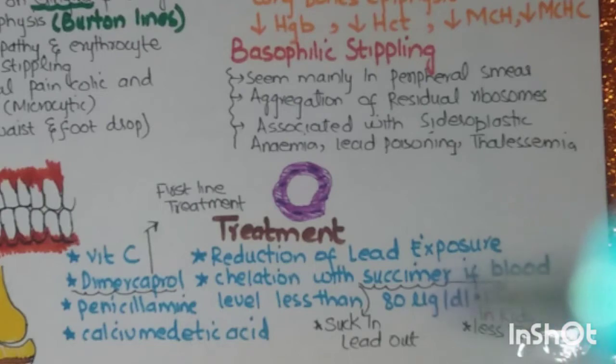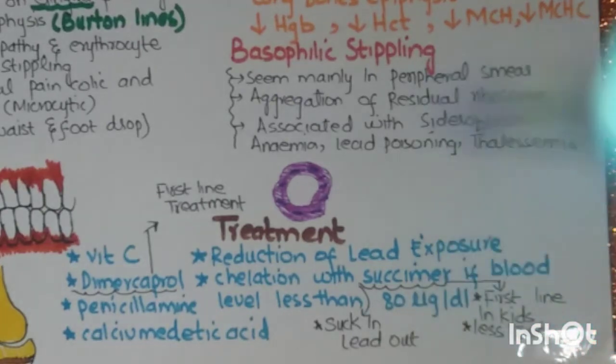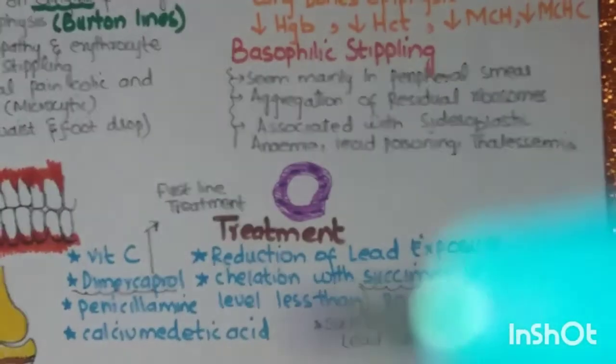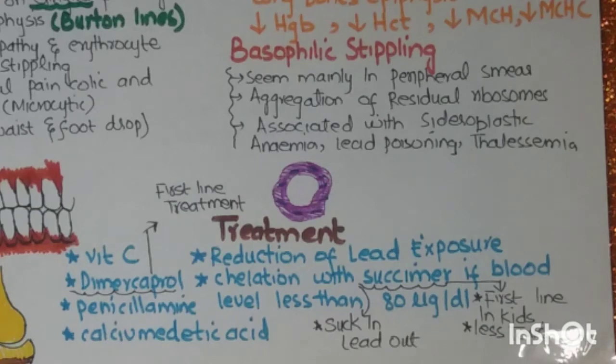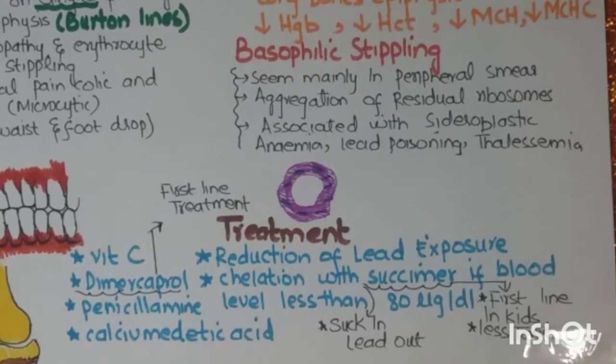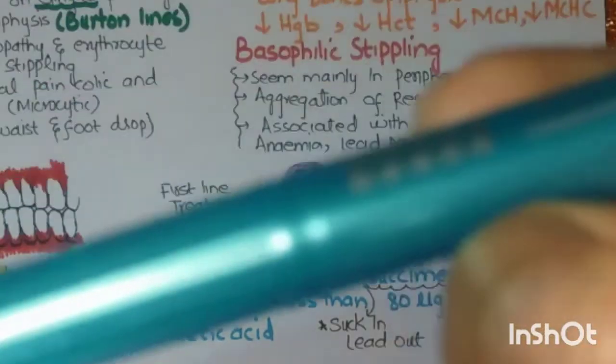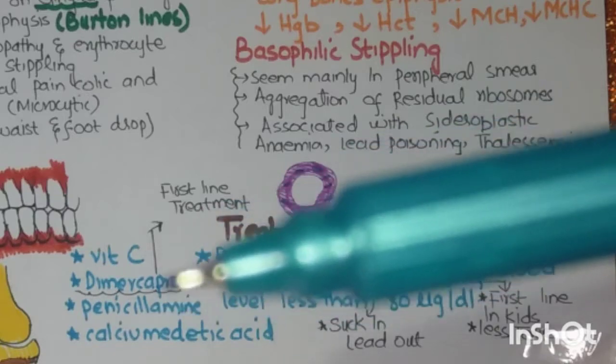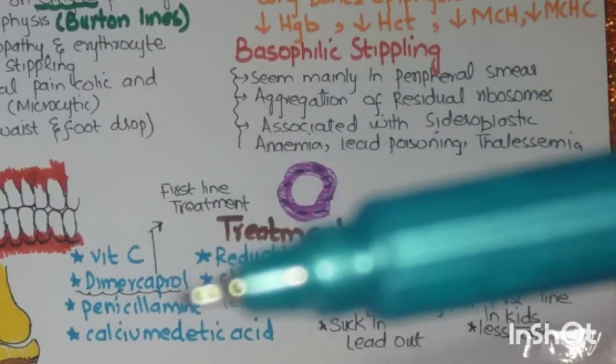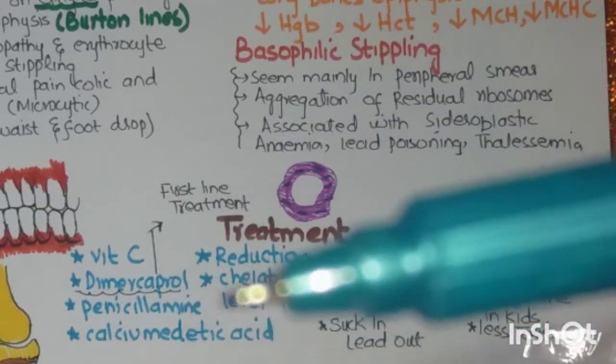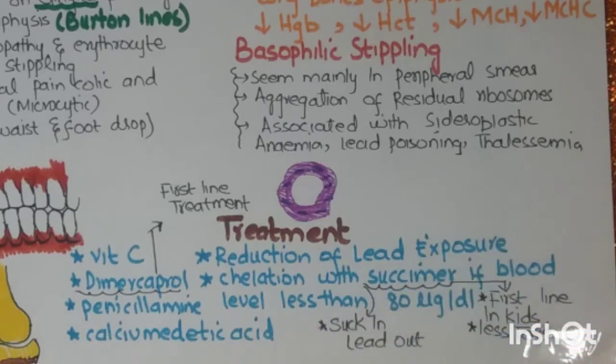And succimer, how can you memorize it? It sucks lead out. So succimer for lead poisoning. And dimercaprol is the first line drug in adults. And you can give vitamin C, penicillamine and calcium EDTA.